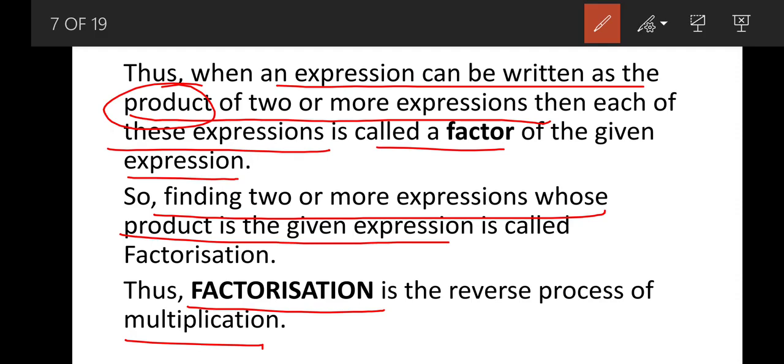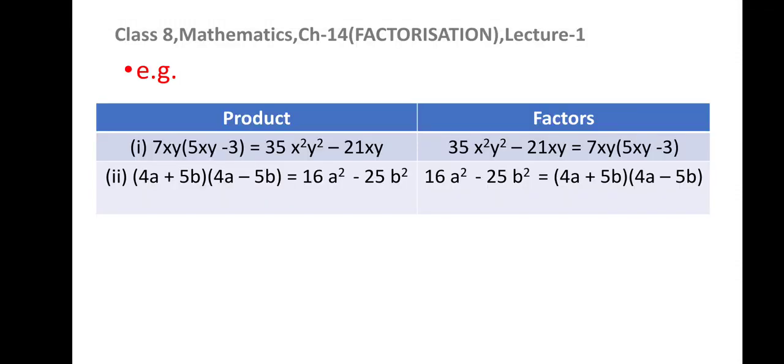So we have seen that 4x square minus 49 is basically the product of 2x plus 7 and 2x minus 7. So 2x plus 7 and 2x minus 7 are the factors of 4x square minus 49, and finding two or more expressions whose product is the given expression is called factorization, and this is the process of factorization. And we can say that factorization is basically the reverse process of multiplication. So let us understand this with the help of two examples.